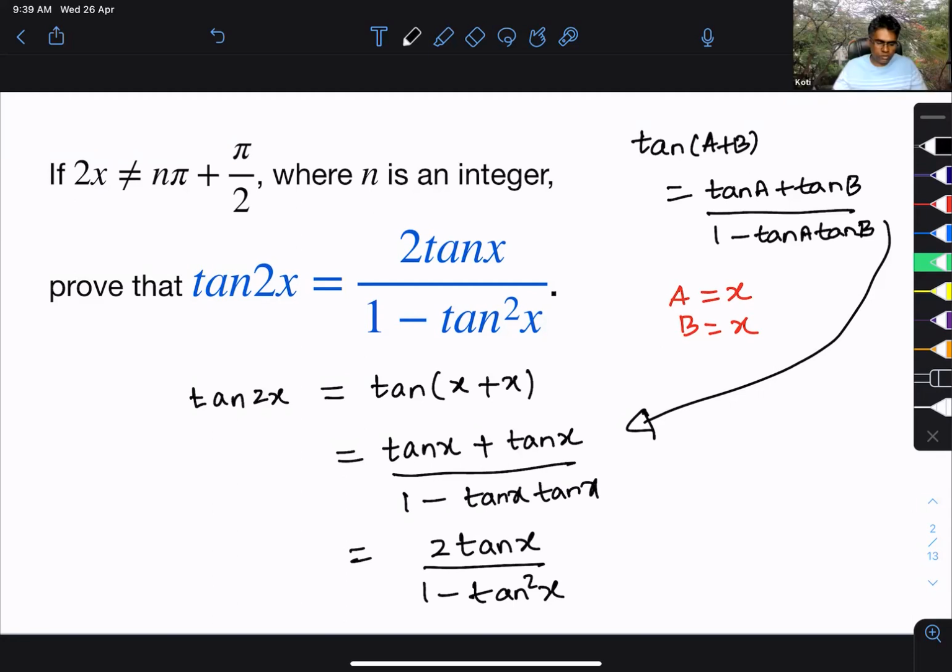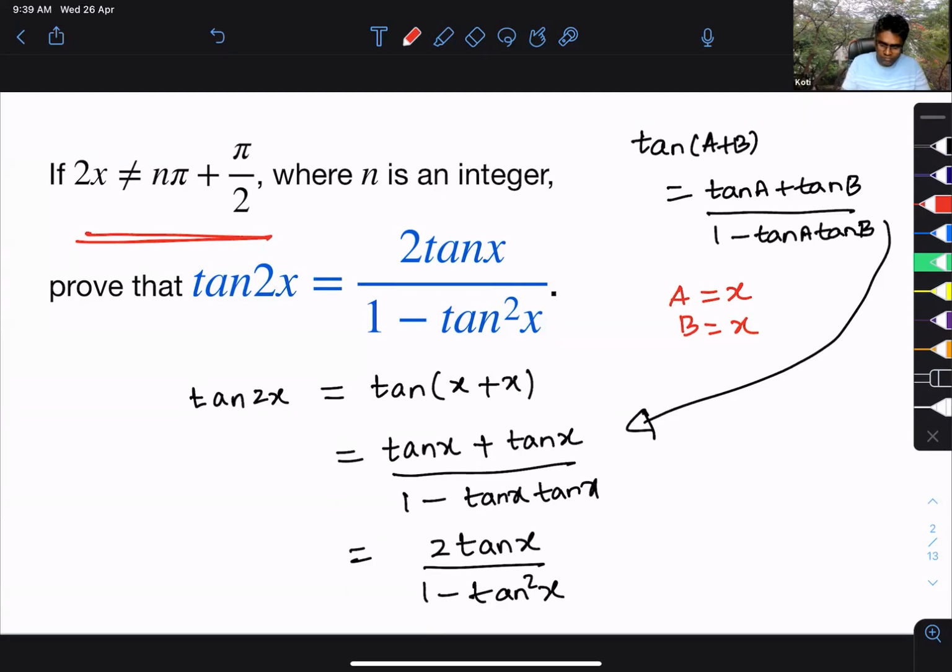Okay, so if there are no questions, I think we'll just talk about this domain. Okay, so this is important. So what are we saying here? The reason why this is not allowed is wherever you have a tan function, your tan function is sine divided by cos, and then you don't want your cos to be 0. And again, when is your cos 0? Cos is 0 whenever your x is an odd multiple of pi by 2.